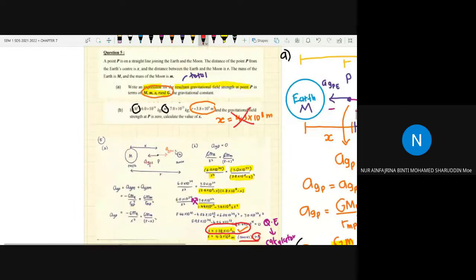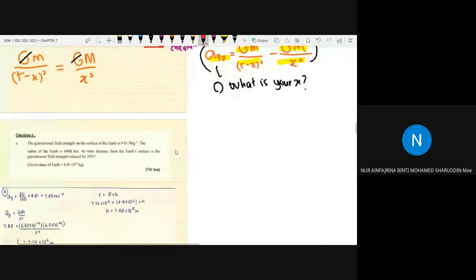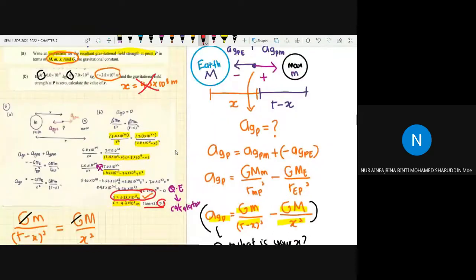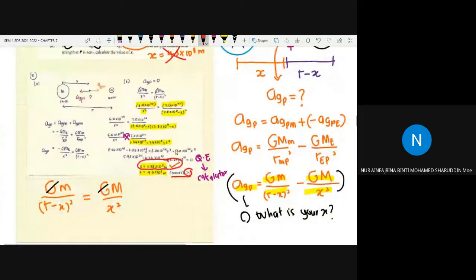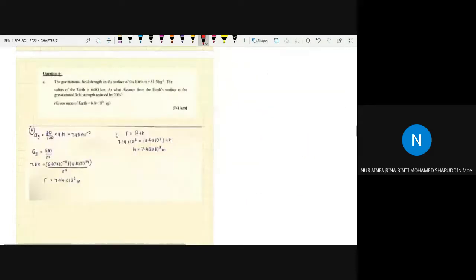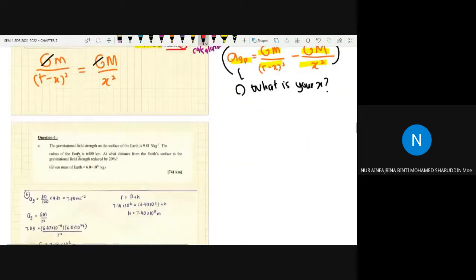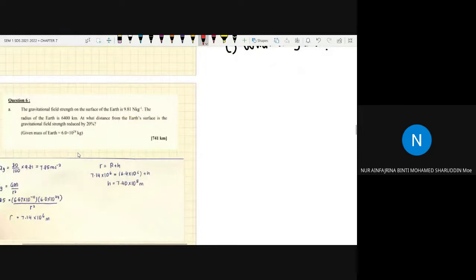Alright, baru habis 5A and 5B. Okay, let's go to question 6. Ada soalan ke? Sorry ya, hari ni Miss tak sempat nak panggil sorang-sorang. But do you guys have any question? No. No? Okay, very good. Okay, so next one. Give me one moment. I think I need to drink water.